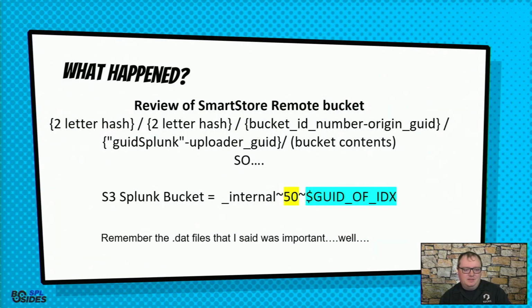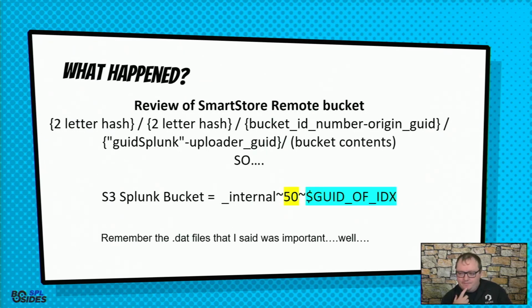But if we review these buckets, the bucket name is the index name, the bucket ID, and then the GUID of the indexer. So those .dat files set that number. The highlighted yellow number is those .dat files. That's all they are. They're just a number, like it'll say under internal.dat, and then you'll see a number. I think it starts with 0, and then it goes up.